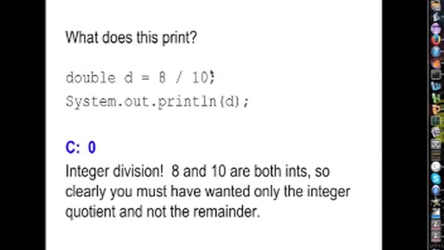This does not make sense to really anybody other than people who have done a lot of programming who are used to this integer division. Kind of a pain, but you gotta understand it because your instinct is going to be that 8 divided by 10 is 0.8. Of course it's not, it's 0.